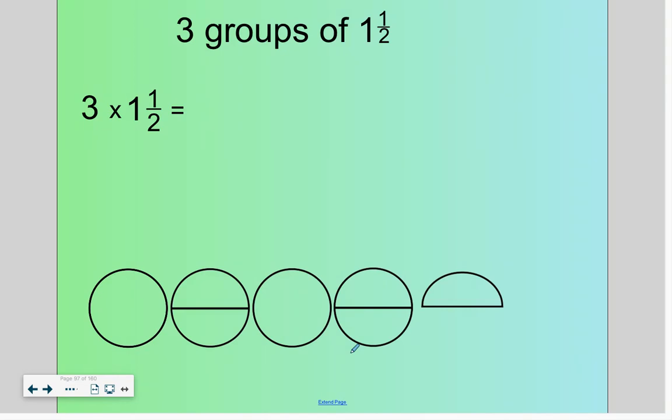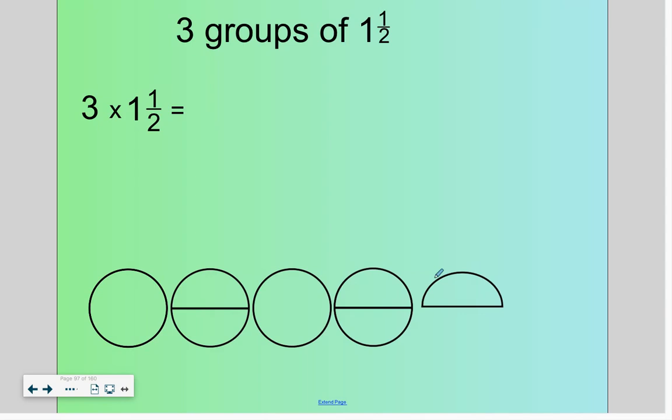Now we are going to learn what to do if we want to multiply a whole number by a mixed number. Remember, multiplication means groups of. So 3 times 1 1/2 means you have 3 groups of 1 1/2. Here's 1 1/2, that's one group. Another whole and a half, and that's another group. And then another whole and a half. If you look at this all together, we have 1, 2, 3, 4 wholes and a half of another whole.